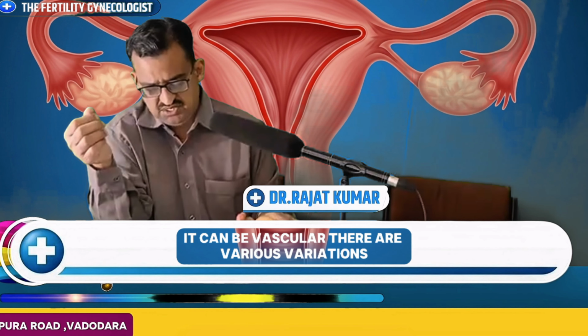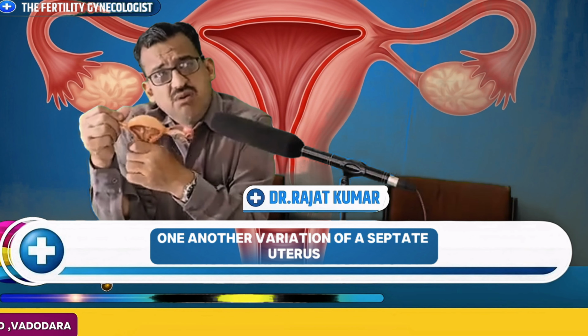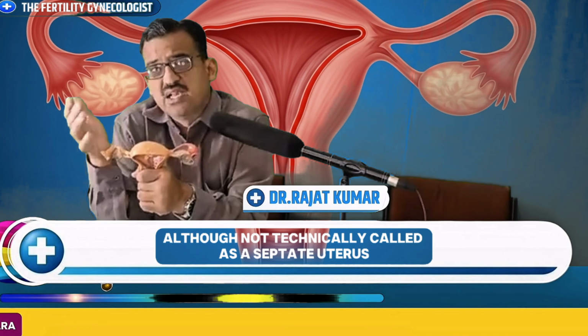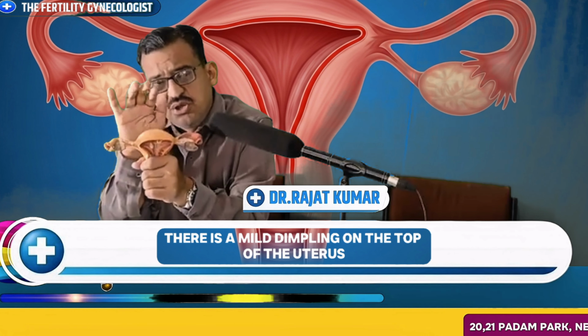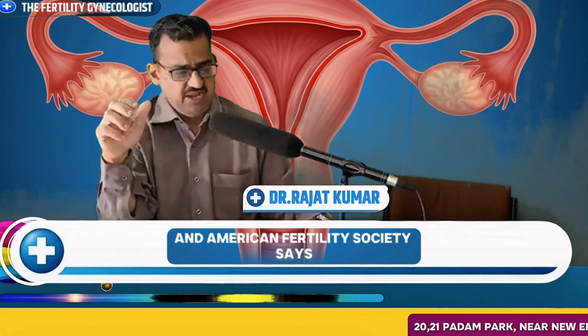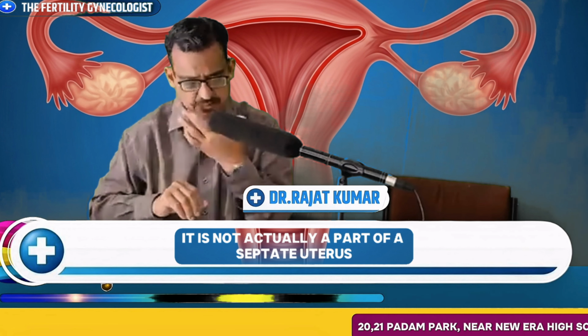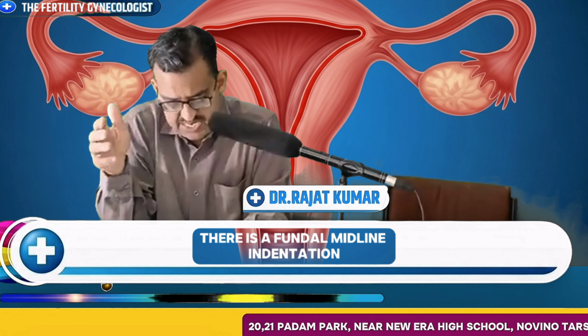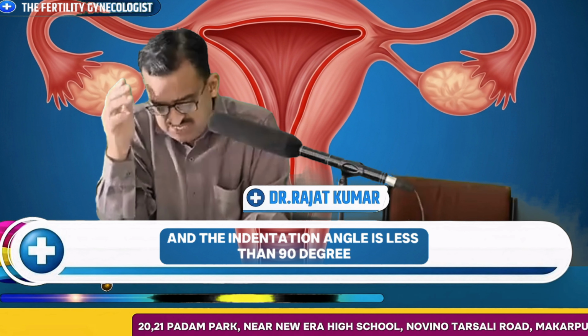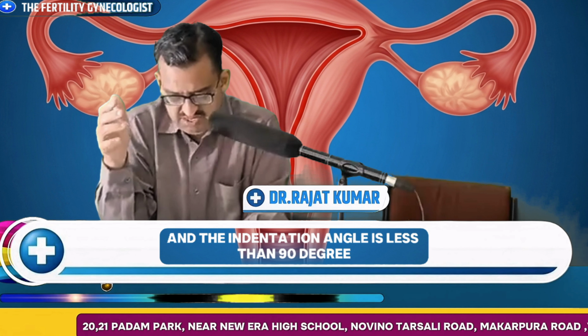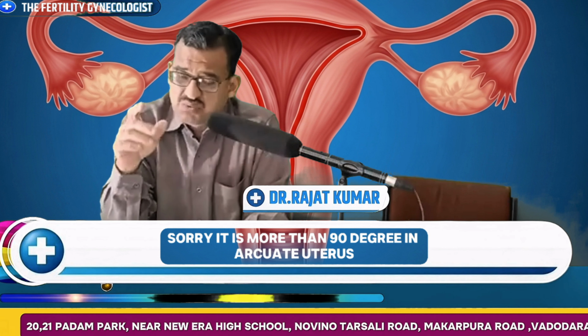There are various variations. Another variation, which although not technically called a septate uterus, is an arcuate uterus. There is a mild dimpling on the top of the uterus. The American Fertility Society says it is not actually a part of a septate uterus. There is a fundal midline indentation which is less than 10 millimeter, and the indentation angle is more than 90 degree in arcuate uterus.